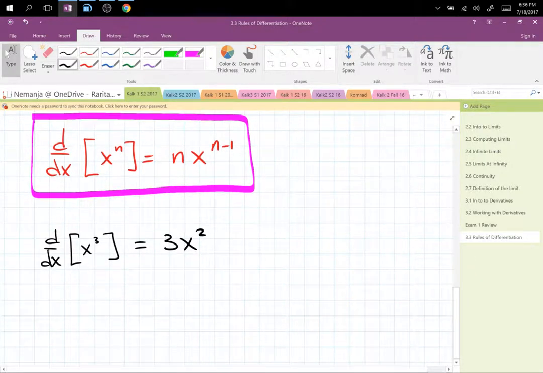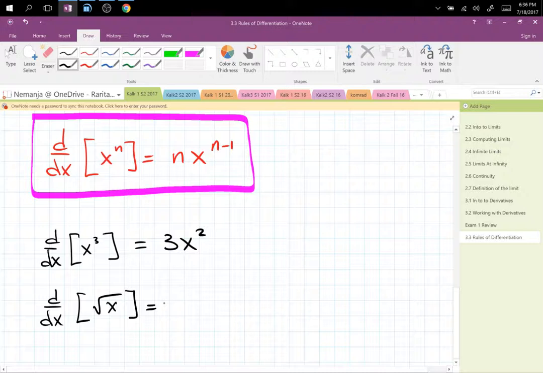What else falls into this category? Definitely the derivative of square root of x. How would you solve this one? 1/2. Very good. So you will first rewrite this as x to the 1/2, and then you will hit it with a rule.